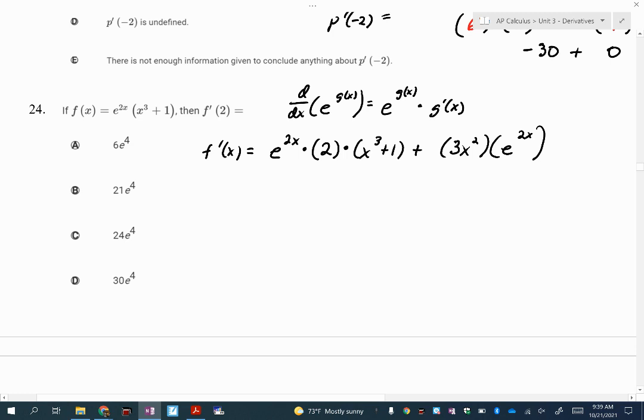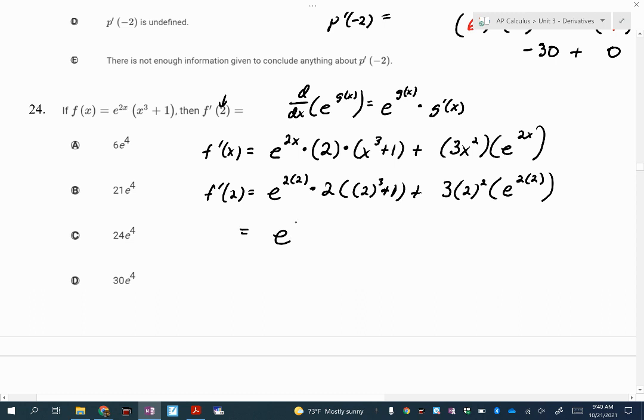Okay, so now you can clean it up if you want, but ultimately we're going to just be plugging in that x value of 2. So I'm going to plug that in now. So it's e to the 2 times 2 power times 2 times 2 cubed plus 1 plus 3 times 2 squared times e to the 2 times 2 power. So that's e to the 4th power. 2 cubed is 8. 8 plus 1 is 9. So 2 times 9 plus 3 times 4 times e to the 4th power.